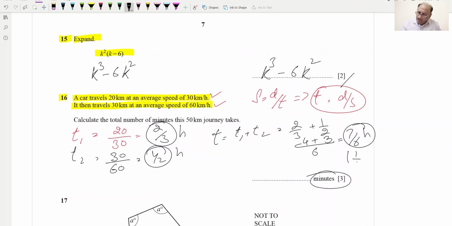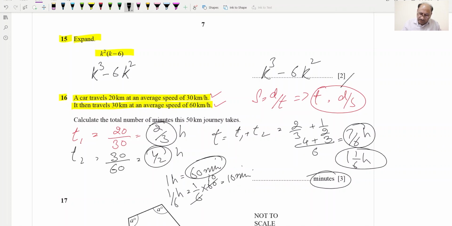one whole 1 by 6 hours. So one whole 1 by 6 hours can be written as 1 hour will be equal to 60 minutes, and 1 over 6 hour will be equal to 1 over 6 into 60, which is 10 minutes. So we'll be adding 60 minutes plus 10 minutes, so our answer will be 70 minutes.